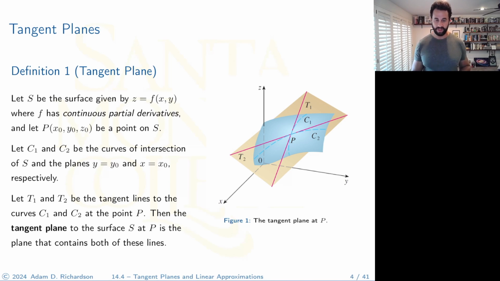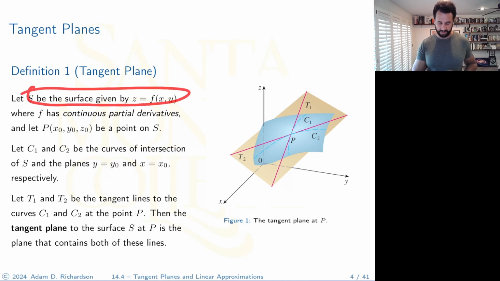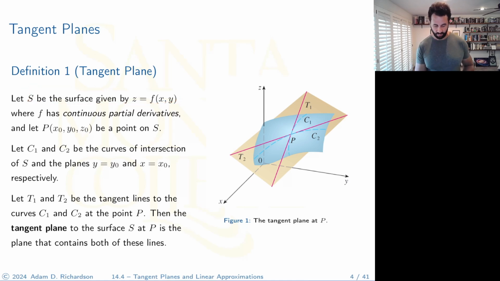So here's the setup. Let S be a surface given by some two variable function, and we're going to insist that F has continuous partial derivatives. So we're going to insist that the partial derivatives, F sub X and F sub Y, are continuous. We're going to let P be a point on the surface. Here it is in the picture. We're going to let C1 and C2 be the curves of intersection of S and the planes that pass through that point. So C1 is this, and C2 is this right here.